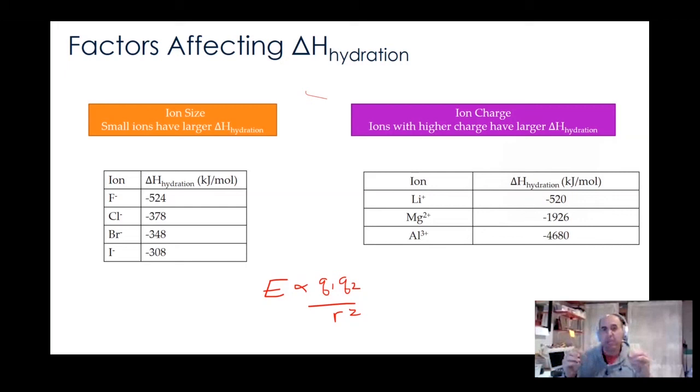What does that mean? It means smaller ions form stronger interactions with water molecules because guess what? The charges are closer together. All right. So we can see with these halide ions, as we go from fluoride to iodide, so iodide is significantly larger than fluoride, the enthalpy of hydration becomes less exothermic. Right? And the other one has to do with charge. So all these three ions on the other side, the magnesium, lithium, and aluminum, they're all about the same size.